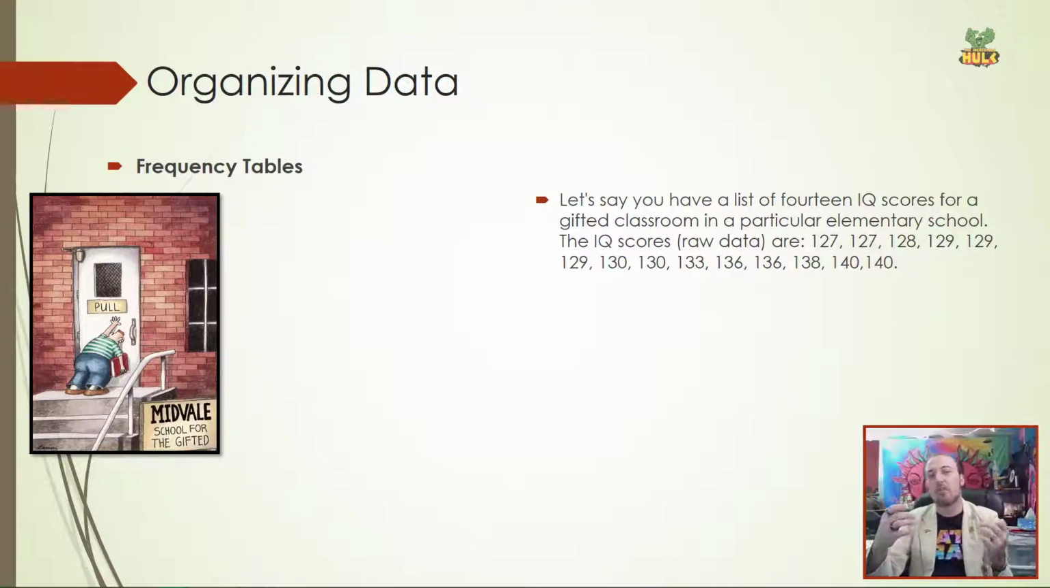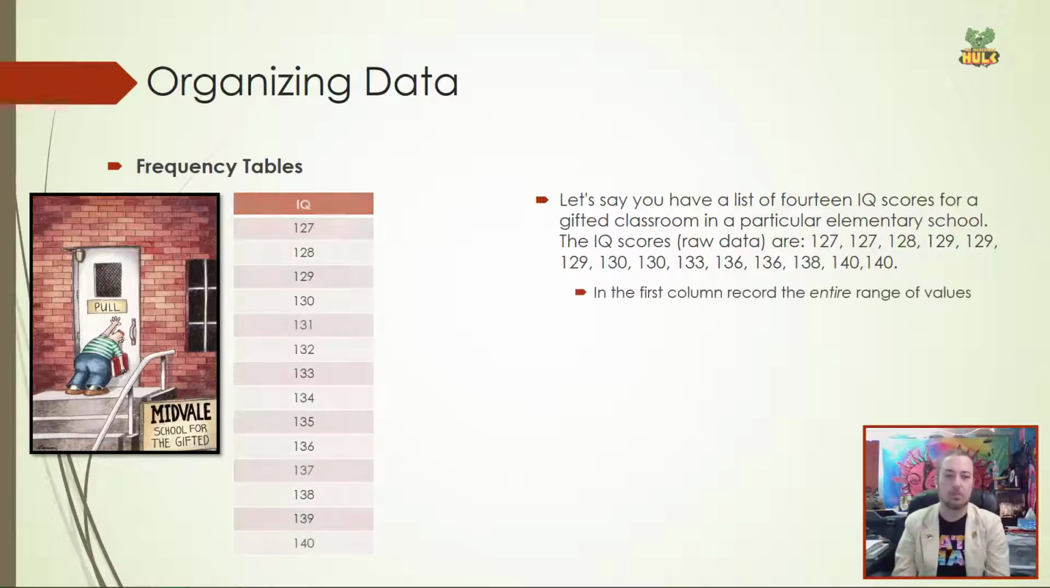Okay, so the first step we have to do is identify the lowest and the highest score. So since they're in order, that's easy, 127 to 140. So we want to create a column then that lists all of those values from 127 all the way to 140.